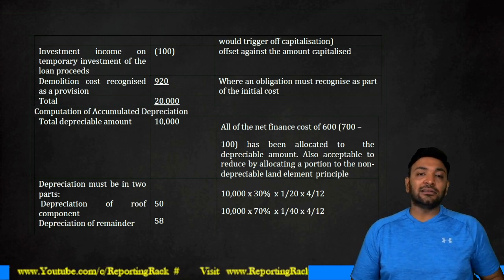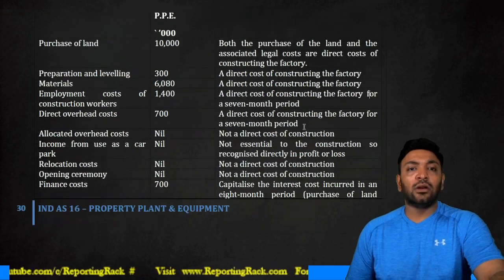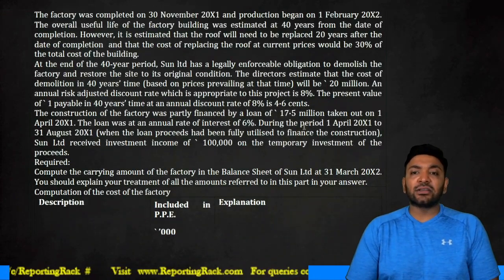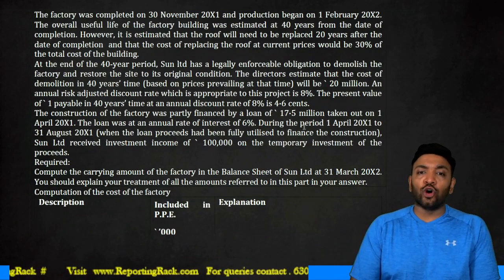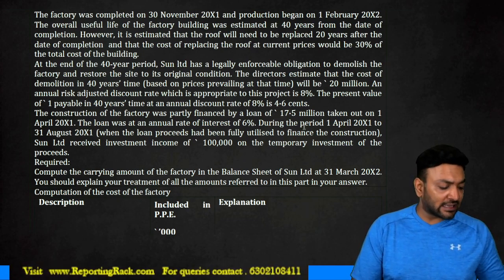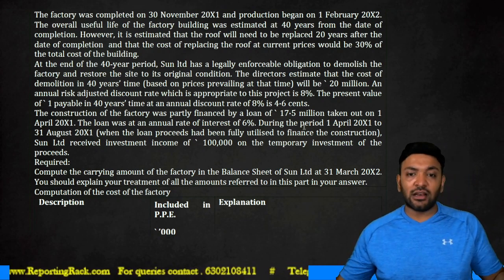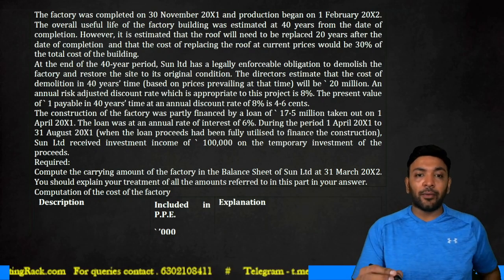92 lakhs? I think this is where we are making a mistake, guys. It is 9 lakh 20,000. Just look at it. He has written it as 20 million. 20 million is nothing but 2 crores into 0.46, which is 8% over 40 years. I'm sorry, it is 0.046. My mistake.